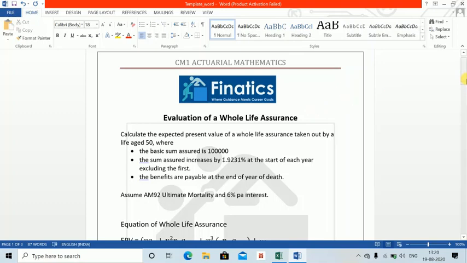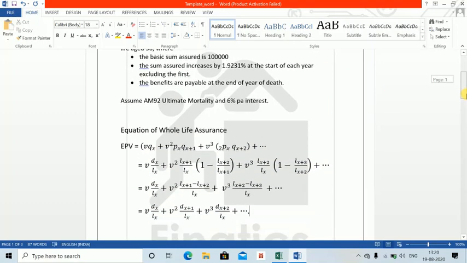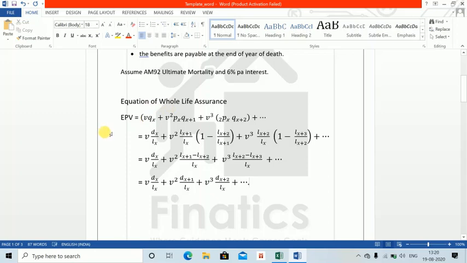First, let us look at the equation of how to solve EPV. Basically, this is the whole life assurance of 1 rupee. When we have a sum assured of 1 rupee, the EPV is vq_x plus v^2 p_x q_(x+1) plus v^3 2p_x q_(x+2) plus dot dot dot. You can see this is the equation. I'll derive this equation.